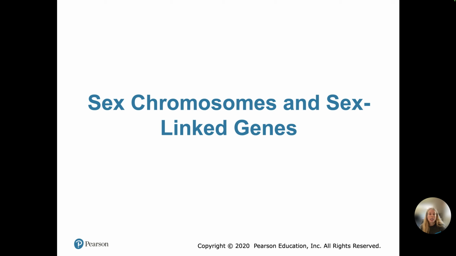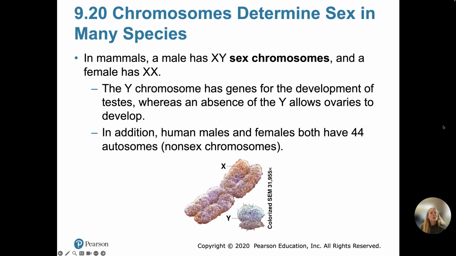Now we're going to end this lecture talking about sex chromosomes and sex-linked genes. So chromosomes determine sex in many species, including humans. In mammals, a male has XY sex chromosomes and a female has XX. Down here, we have an image of the X and Y chromosome. Notice that the X chromosome is quite a bit bigger than the Y chromosome. However, the tips of the X chromosome are homologous with the top part of the Y chromosome, so this is how they're able to behave like homologous chromosomes during meiosis.